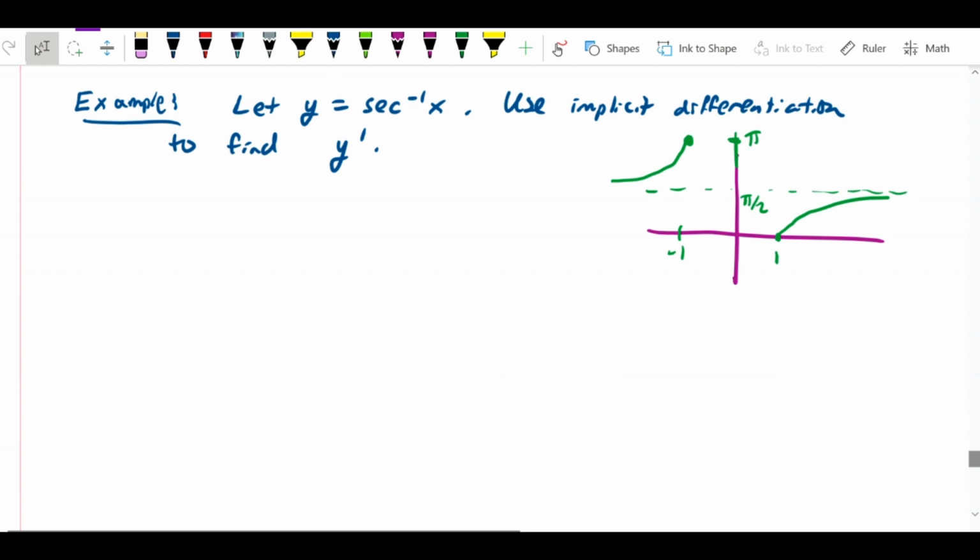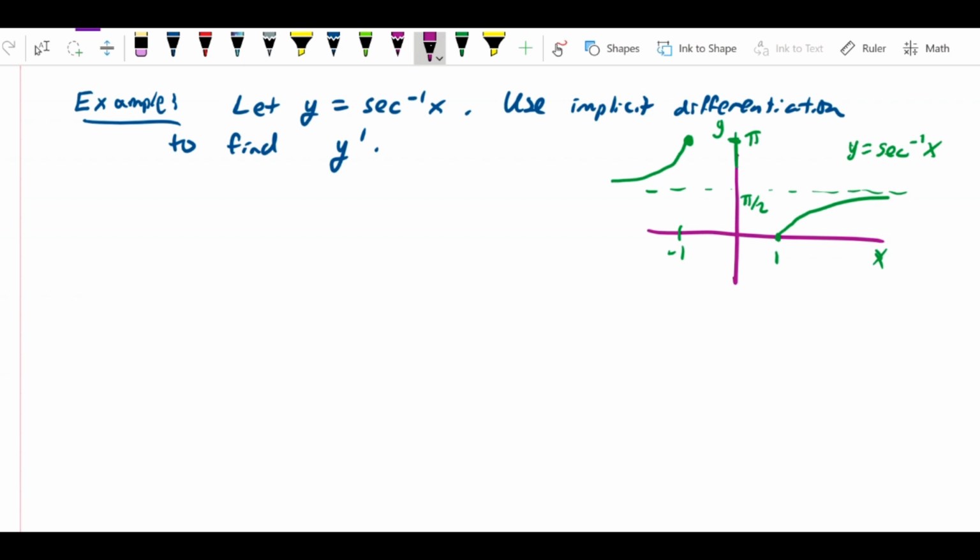So what we want to do now is do a little bit more complicated example of how to find a derivative of an inverse trig function. So we have here the arcsecant function, and by the way, I've put up here the graph of the arcsecant function. This is y is the arcsecant of x. So in order to find y prime, we're going to use implicit differentiation in much the same way that we did with the arcsine function.